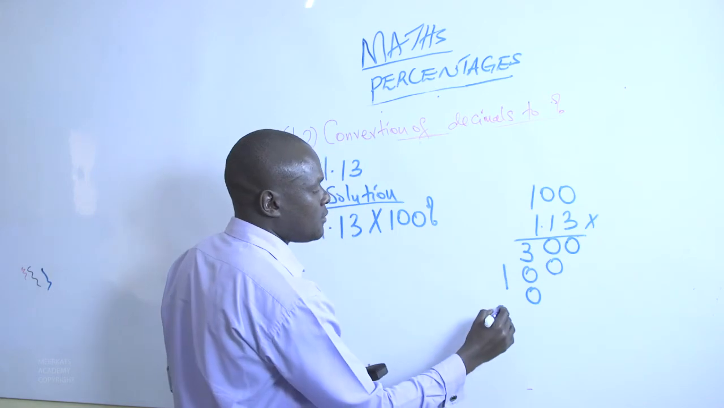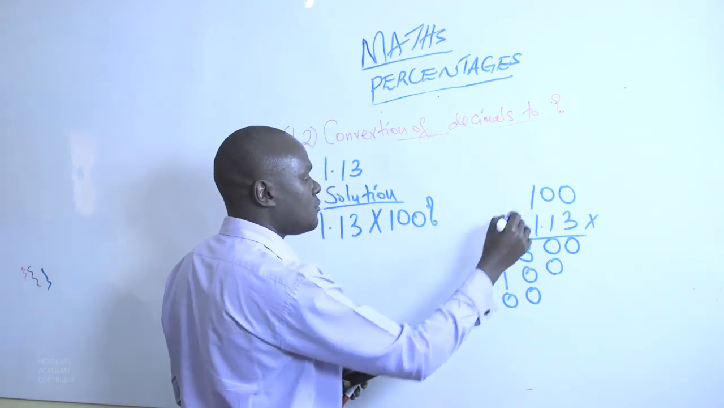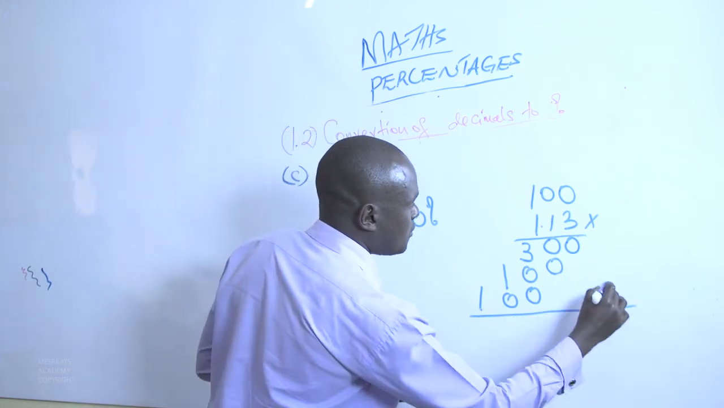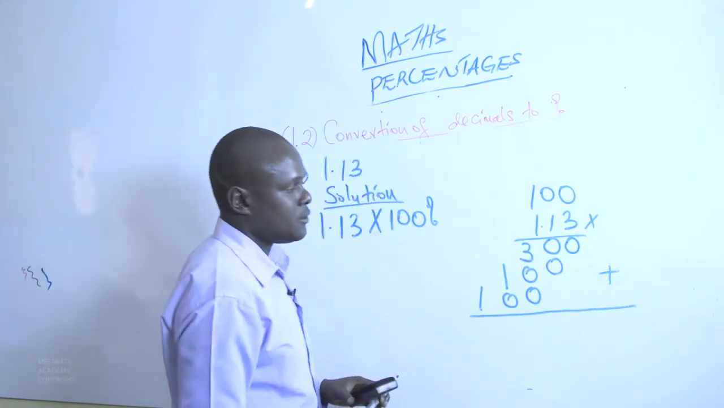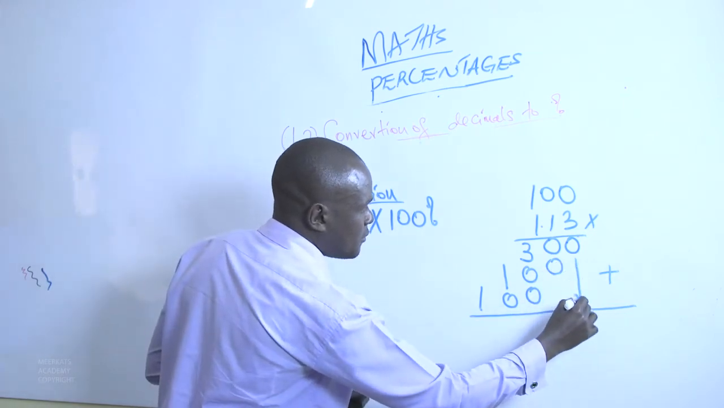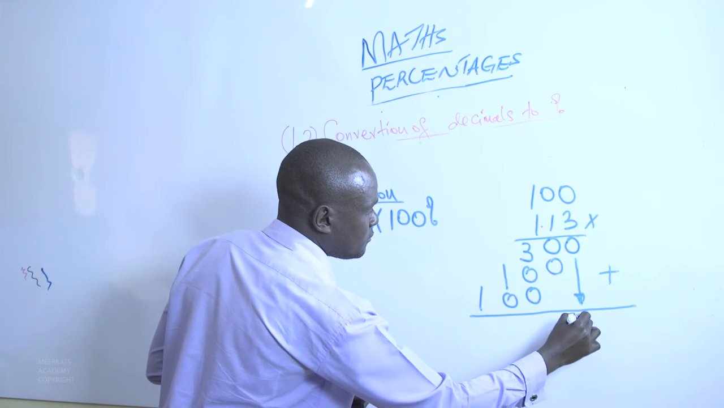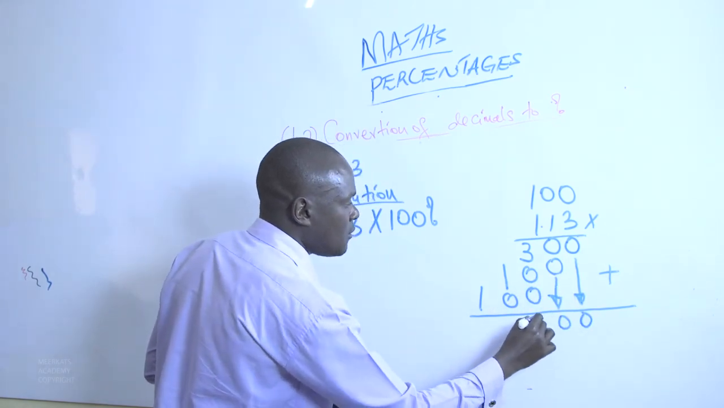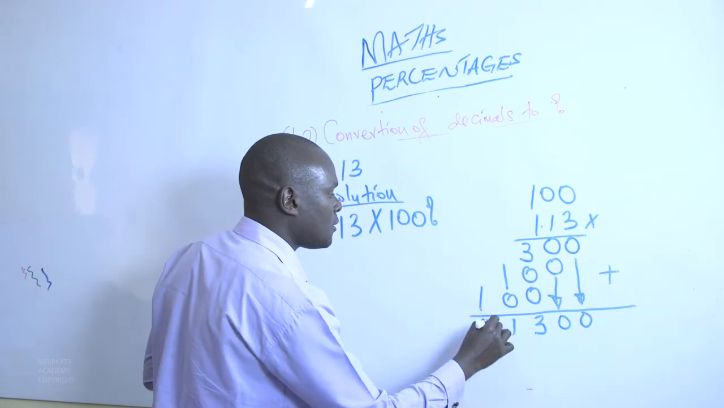One multiplied by the other 0, it will give us a 0, and 1 multiplied by 1, it will give us 1. Then we proceed with addition of these numbers. This will be brought down here. This will be brought down here. This will be 3, 1, 1.